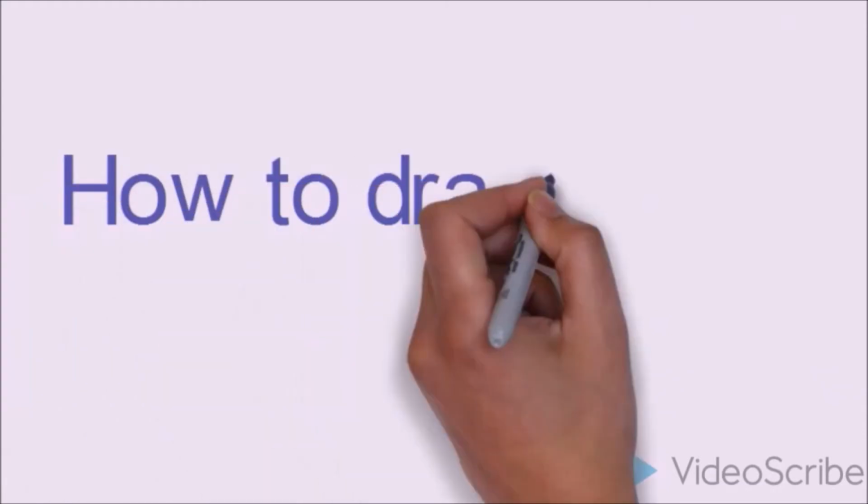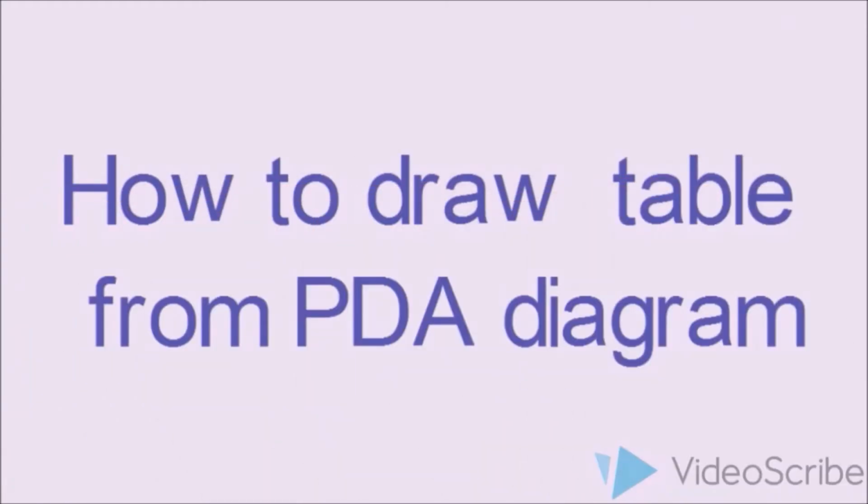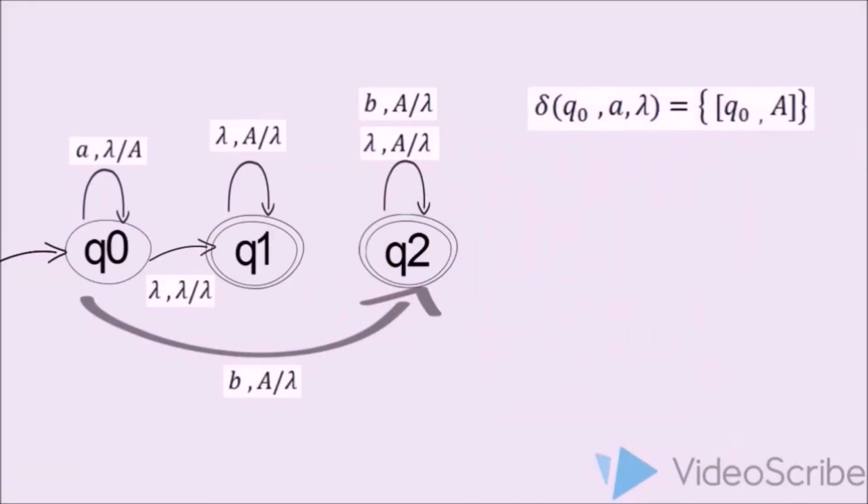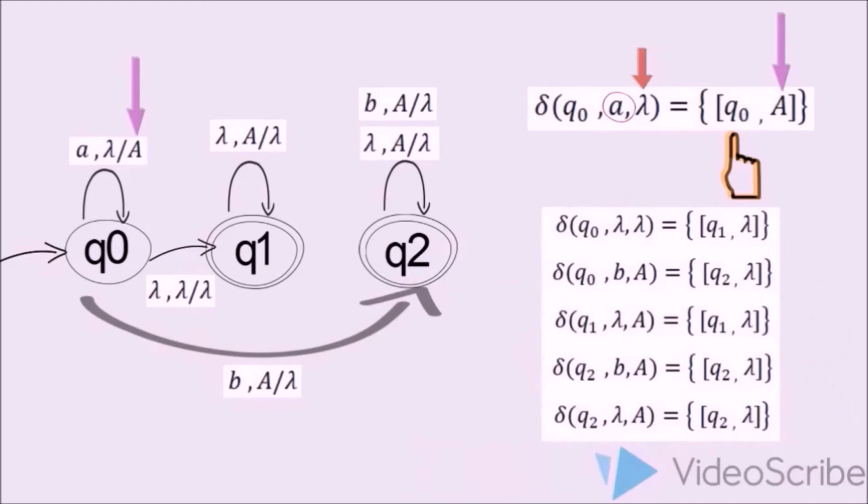Let's move to the second part. Since we know how to draw a PDA diagram from a transition table, we also must know how to make a transition table from a given PDA diagram. Here, we can see that if our input is A and our stack is empty or has anything in it, we have to push capital A into our stack.